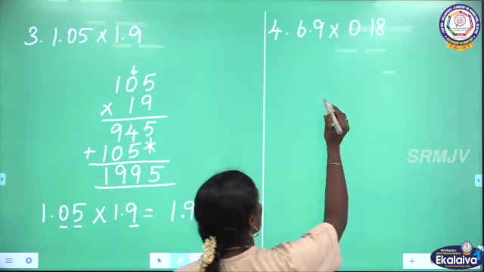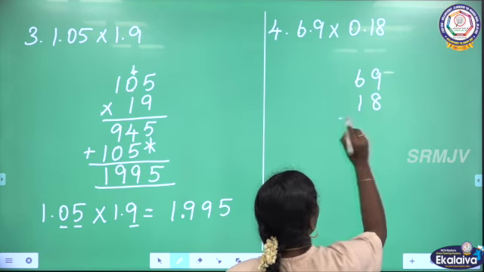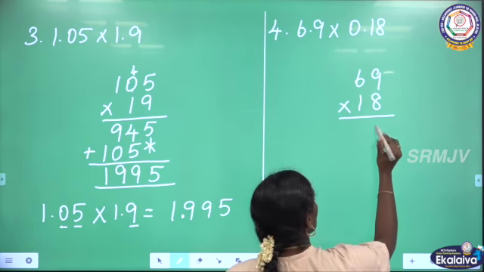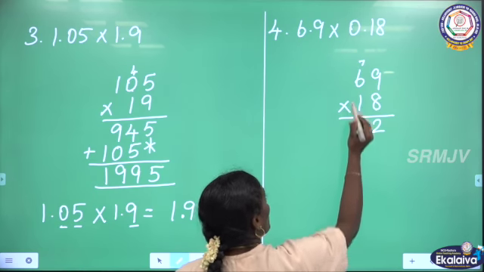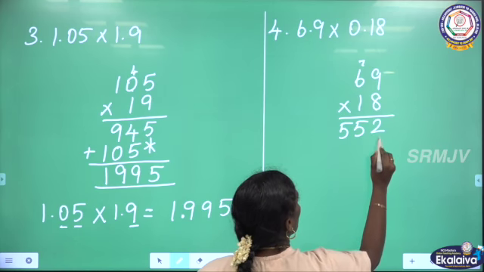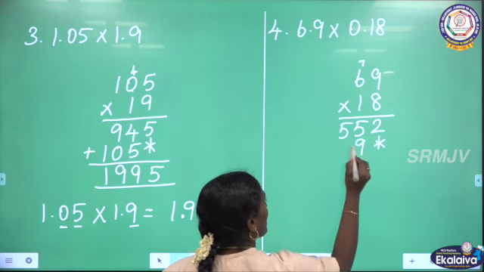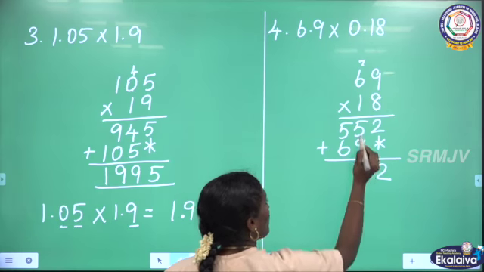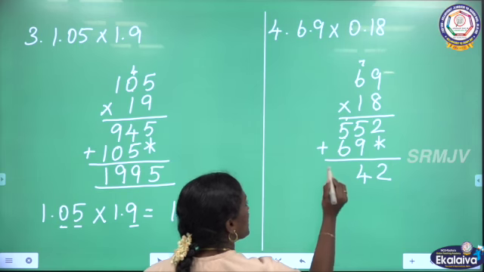Is it clear? Then the next question, 6.9 into 0.18. First we have to consider the numbers as whole numbers, 69 and the second number is 18. Now we have to find the product of these two numbers. 8 9s are 72, 2 here, 7 carry over. 8 6s are 48, 48 plus 7, 55. Now we have to leave the ones place. While multiplying a number by 1, we will get the same number. Now we have to add the numbers. Here 2, 5 plus 9, 14, 4 here, 1 carry over, 1 plus 5, 6, 6 plus 6, 12.